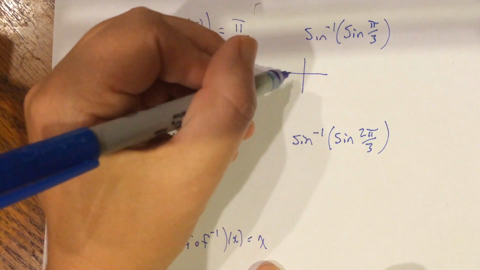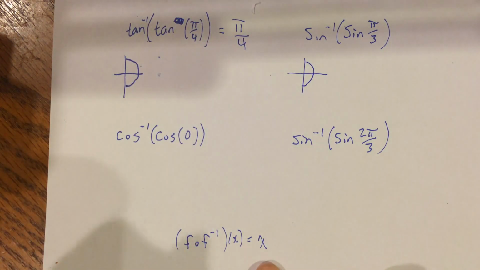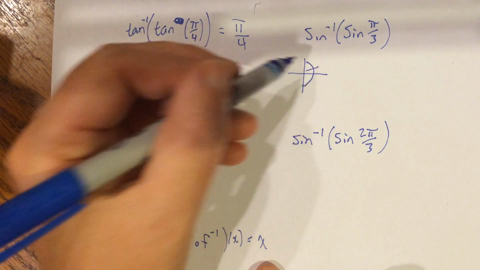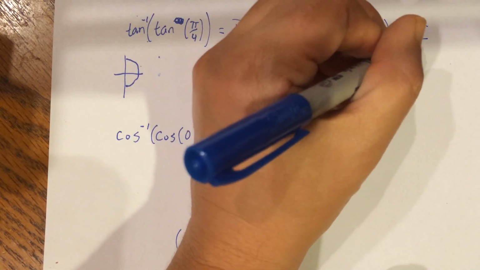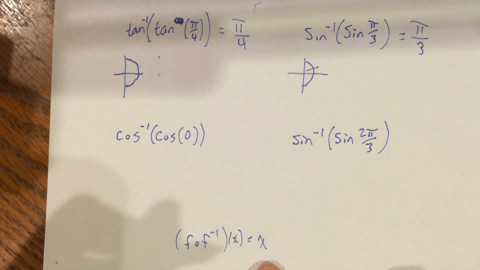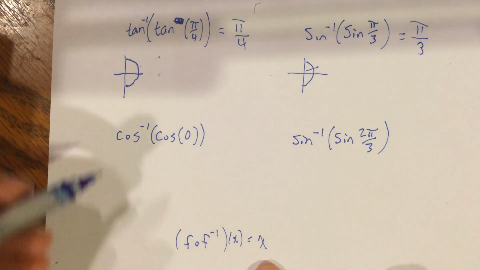Sine inverse of pi over 3. Sine inverse only can lie in that area, that span. Pi over 3 does lie in that span though. So this is allowed to just be pi over 3. Again, if I just sub the function into the inverse, operations cancel out. I'm just left with what I subbed in.